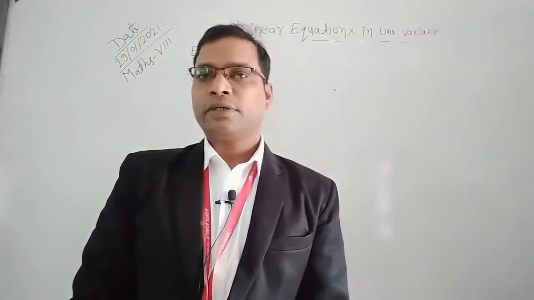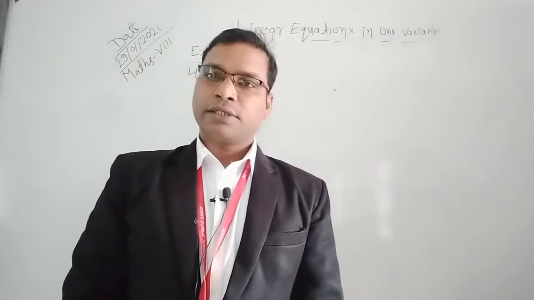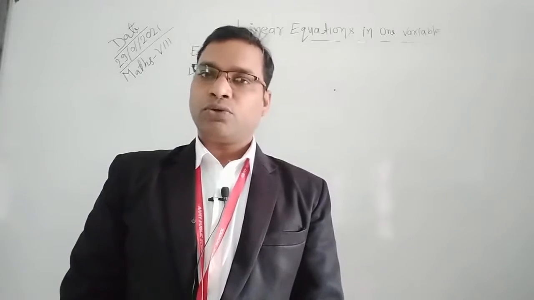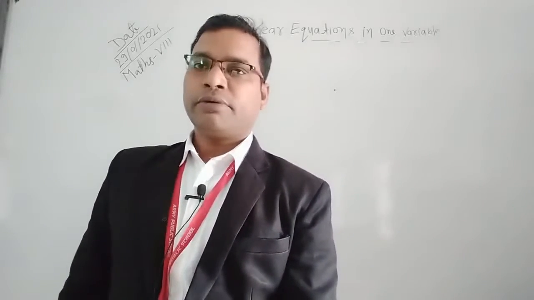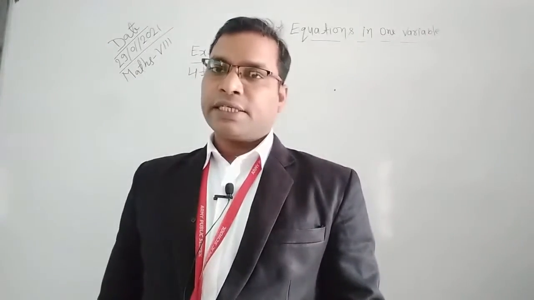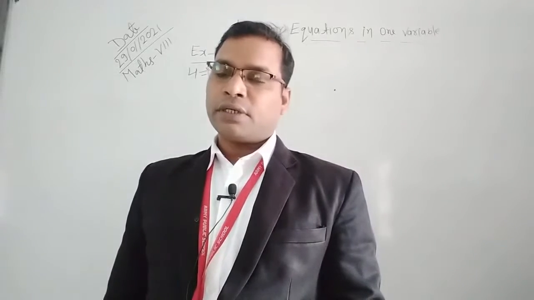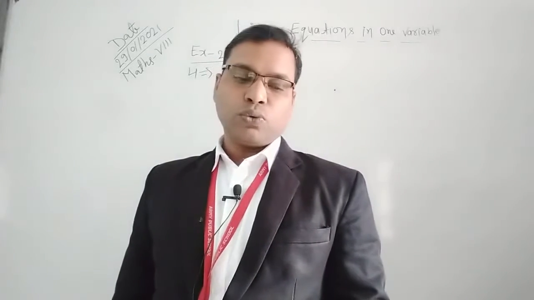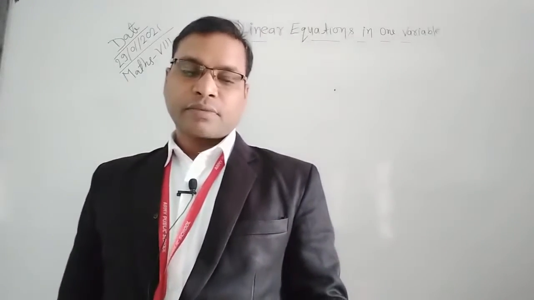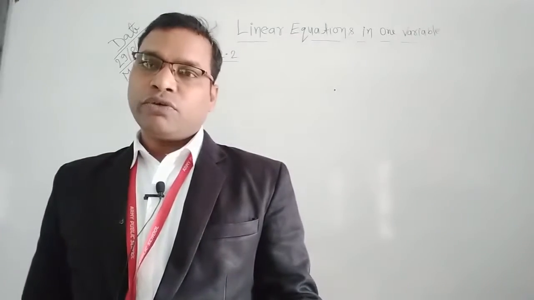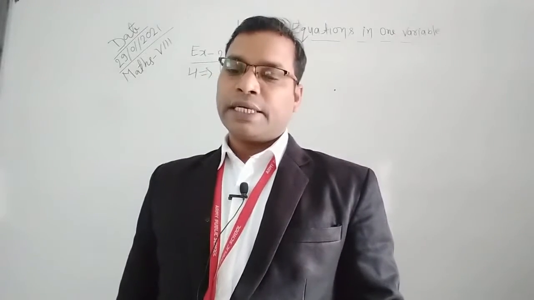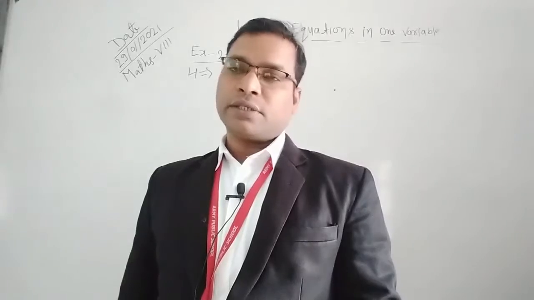Good morning, students. Today we are going to discuss chapter 2, Linear Equations in One Variable, exercise 2.2, question number 4. Find the two consecutive even integers such that 2/5 of the smaller exceeds 2/11 of the larger by 4. I repeat this question again: find the two consecutive even integers such that 2/5 of the smaller exceeds 2/11 of the larger by 4.